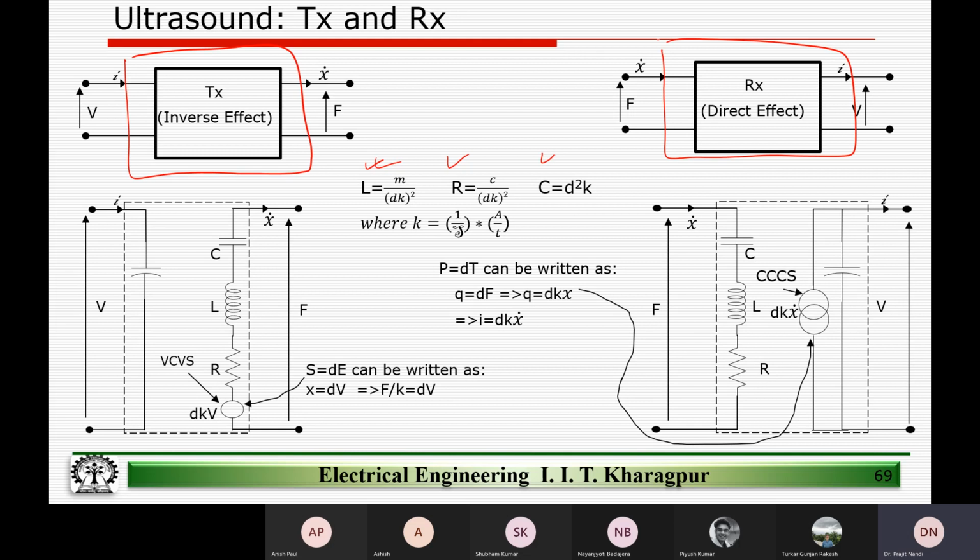The thing to note is when we are talking of the transmitter, we are talking of the inverse effect, which we are now very aware of. And when you're talking of the receiver, we are talking of the direct effect. And the other thing to note is when we are talking of the transmitter, we have a voltage controlled voltage source, and the value of the voltage source is dependent on the input terminal.